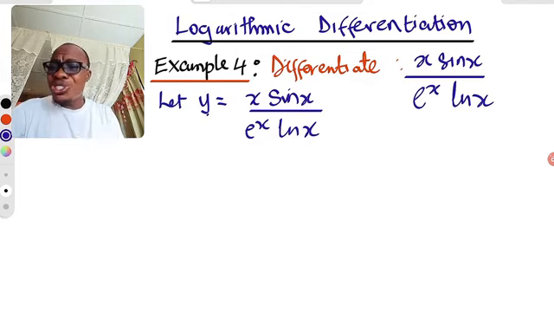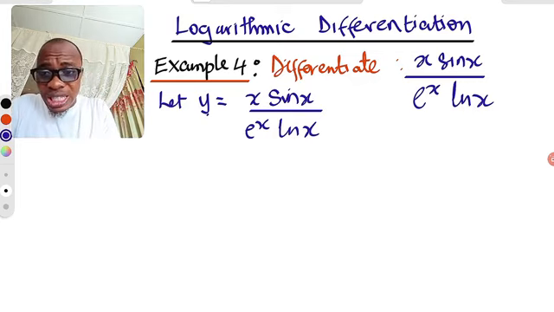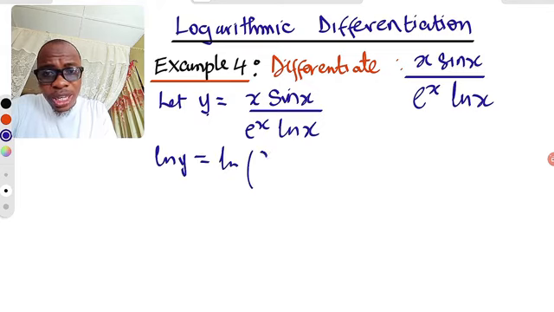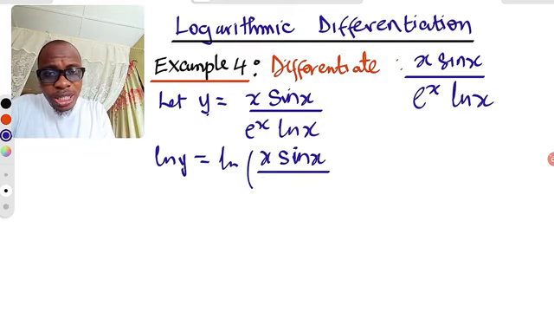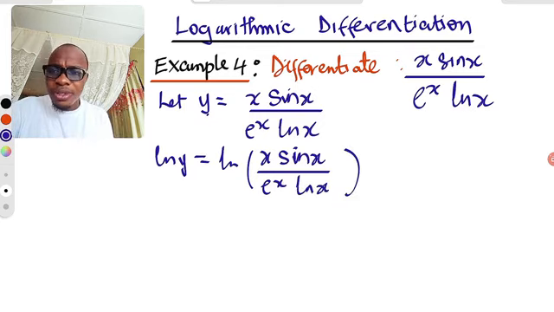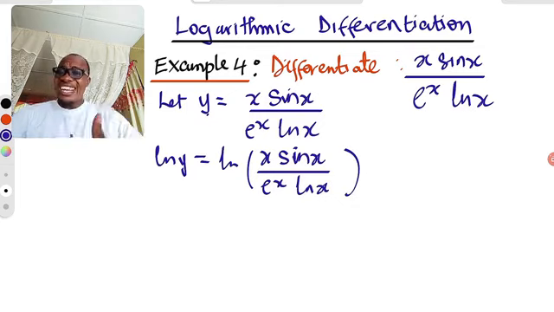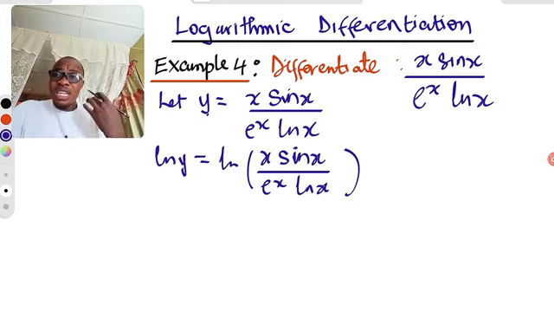We are going to introduce a logarithm, that is natural logarithm, to both sides of the equation. Here you're going to have ln of y equals ln of, in bracket, x sine x, then divided by e to the power of x ln of x, like this. All right, ln is the natural logarithm.